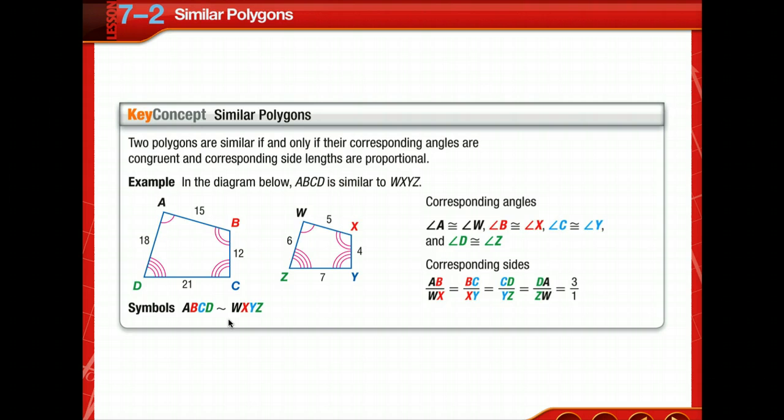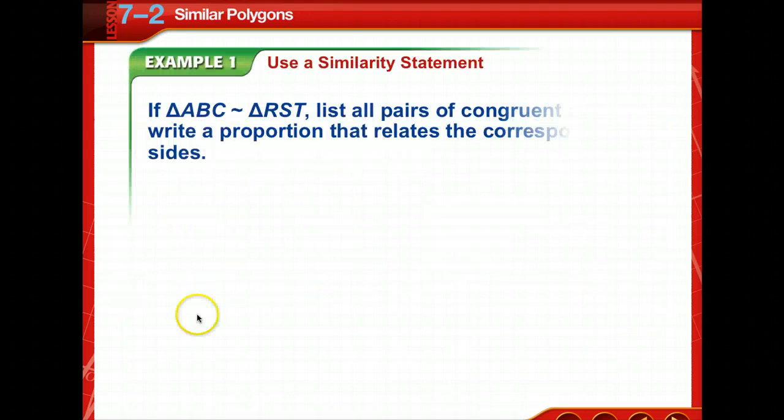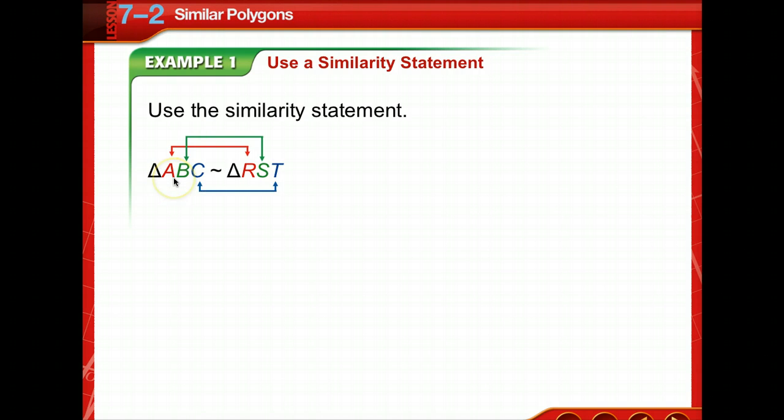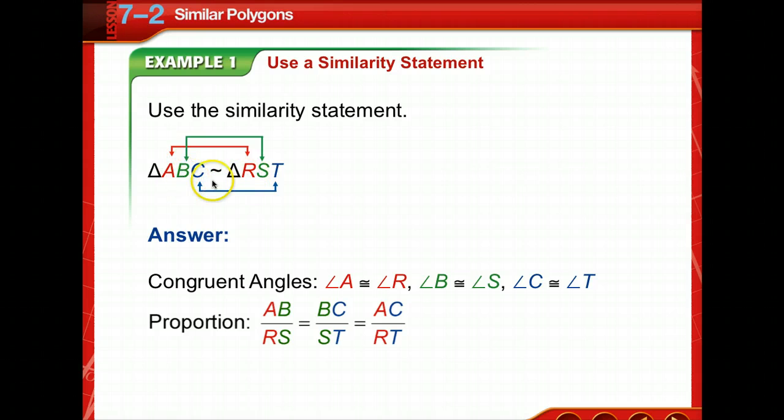As with congruent statements, the order of the vertices in a similarity statement, like ABCD and WXYZ, is important. It identifies the corresponding angles and the sides. So let's use a similarity statement. If triangle ABC is similar to triangle RST, list all pairs of congruent angles and write a proportion that relates the corresponding sides. Using the similarity statement, we can say that A is congruent to R, B is congruent to S, and C is congruent to T. Those are all the congruent angles. The proportions now: AB is to RS as BC is to ST as AC is to RT. Those are your proportions.